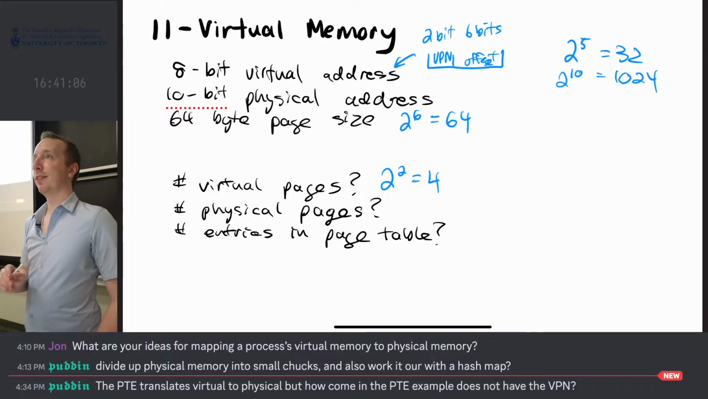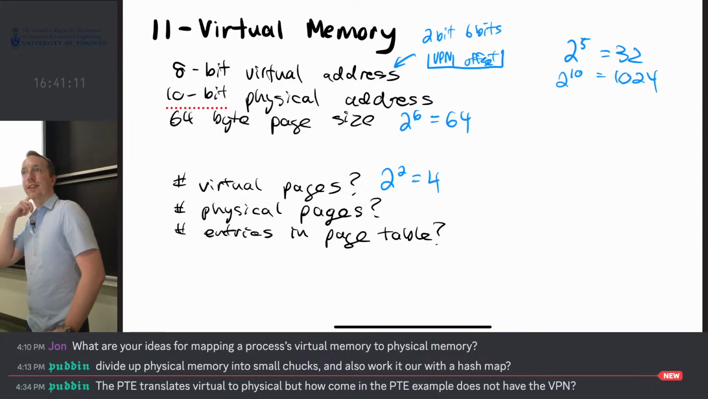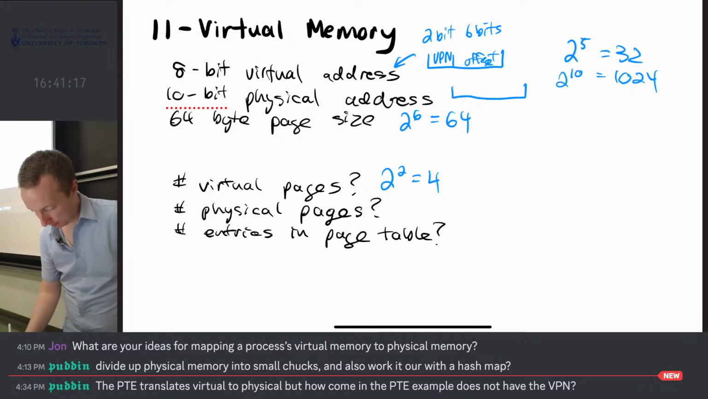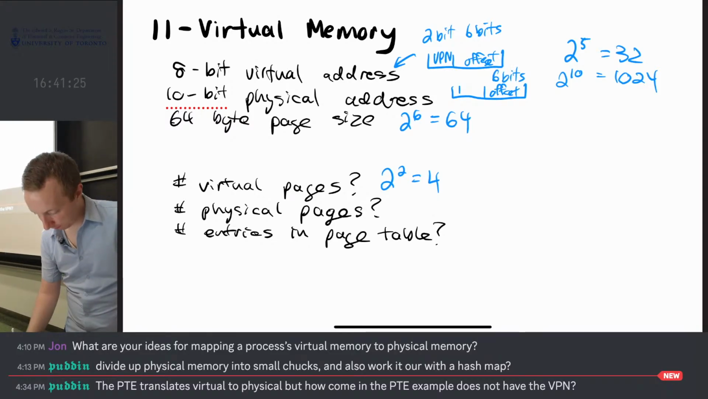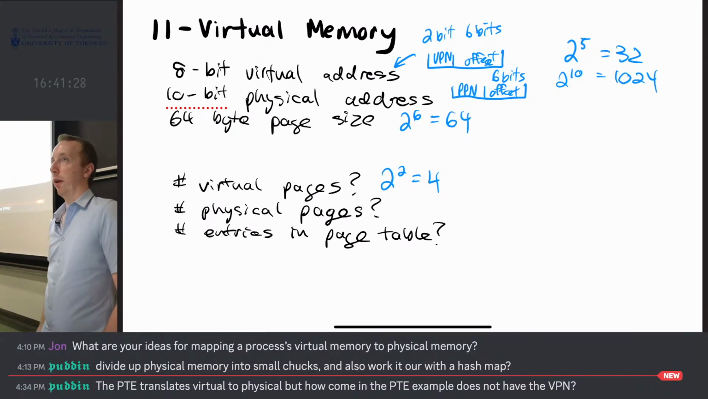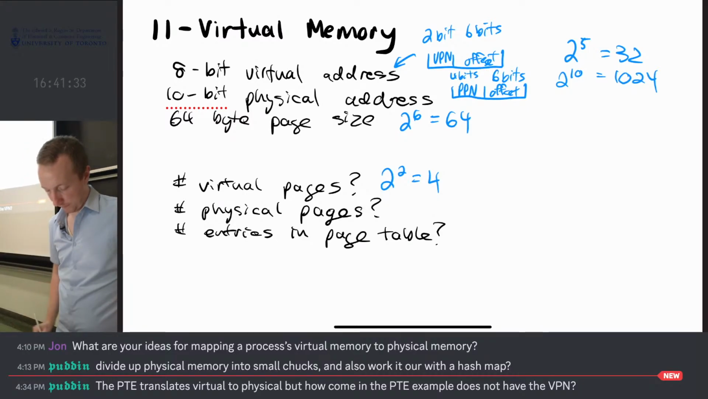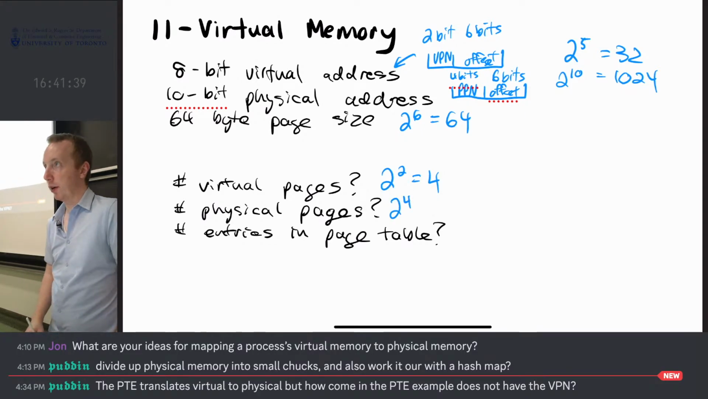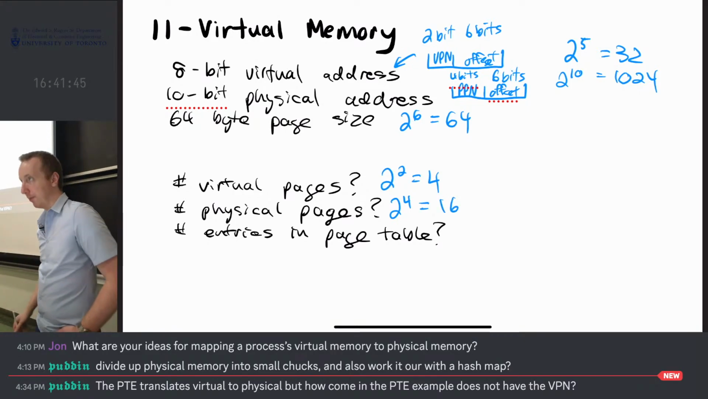Anyone? Yeah? 2 to 4. And what's 2 to the 4? 16, right? So same thing for the physical address. It looks like this, and the offset is going to be the same, which is 6 bits. So what's left over for the physical page number? Well, 10 minus 6. I can do that too. That is 4 bits. So the number of physical pages we can address is 2 to the 4, which is 16.